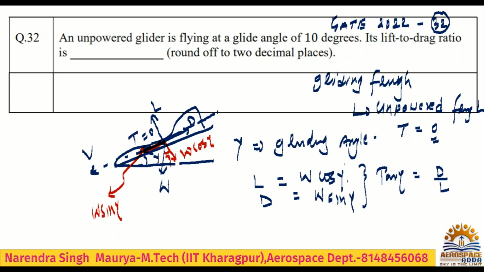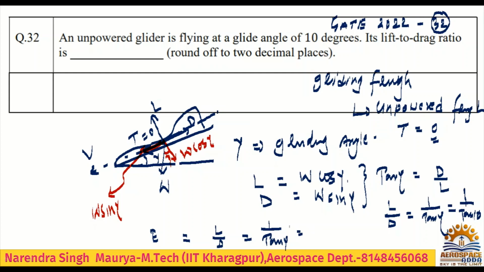What are they asking? Lift to drag ratio. You just take the reverse, lift to drag. So it will be 1 upon tan gamma. And the gamma value they have given in degrees, so 1 upon tan 10. So L by D is also called aerodynamic efficiency, capital E, if you remember. Aerodynamic efficiency is the lift to drag ratio, L by D, which is nothing but 1 upon tan gamma.